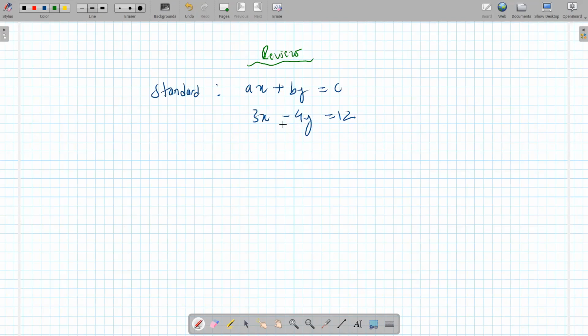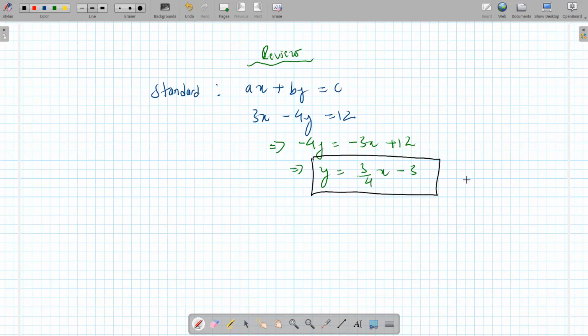What you can do is you can toss the 3x to the other side, and then you can divide by -4 like this, and this gives you the slope intercept form, where this is the slope, that's the m value, and this up here is the y-intercept. Okay, these are the two you usually see.